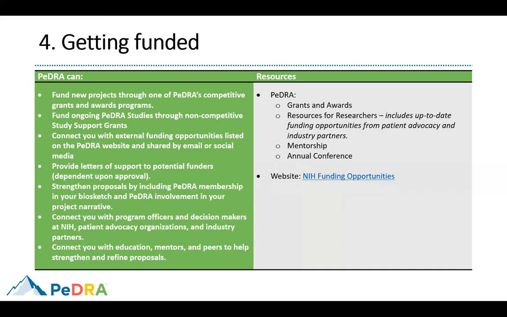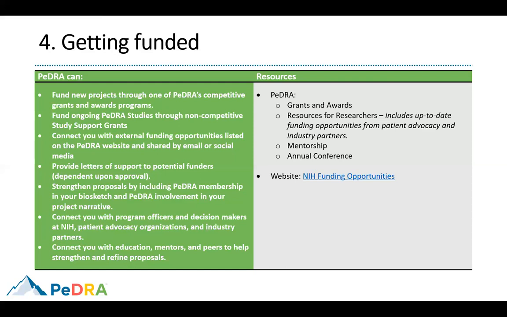We strongly encourage you to get funding through PeDRA, and the way the PeDRA grants program is designed, it's really intended to support early stage research, early to mid-career investigators, and to be very constructive in its feedback to help you get funded if you're not successful the first time. So I encourage you to get out there and apply for funding with us, and I think you'll end up going down a good trajectory if you do that.